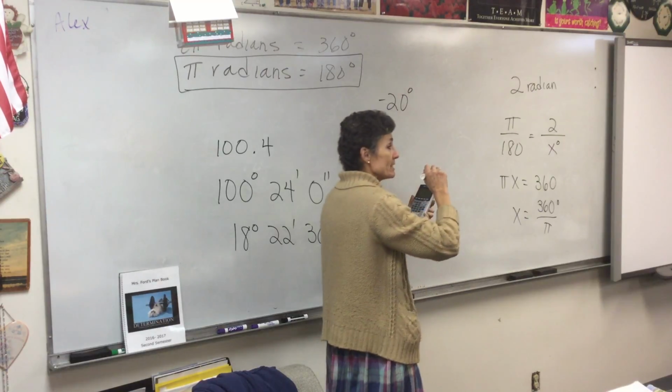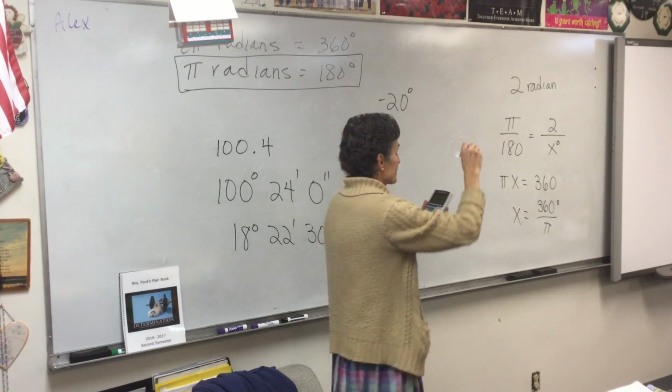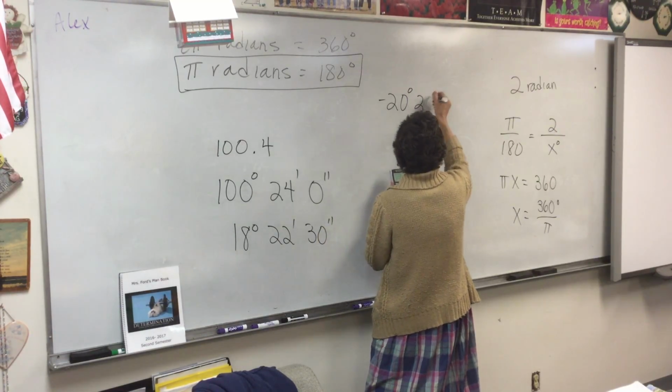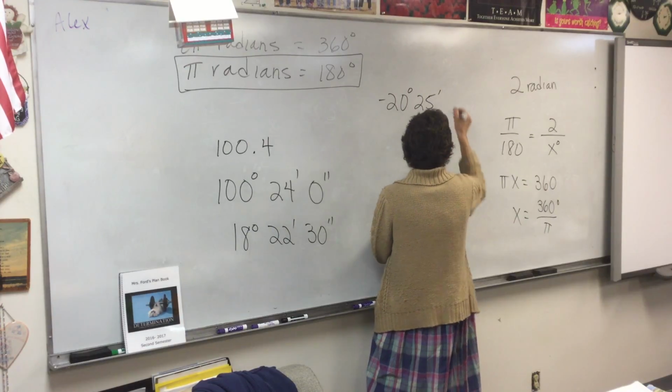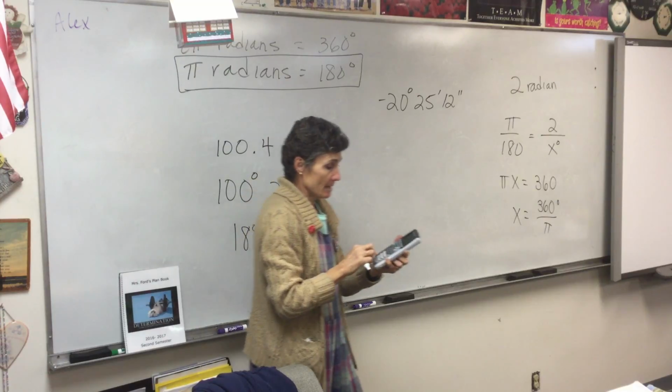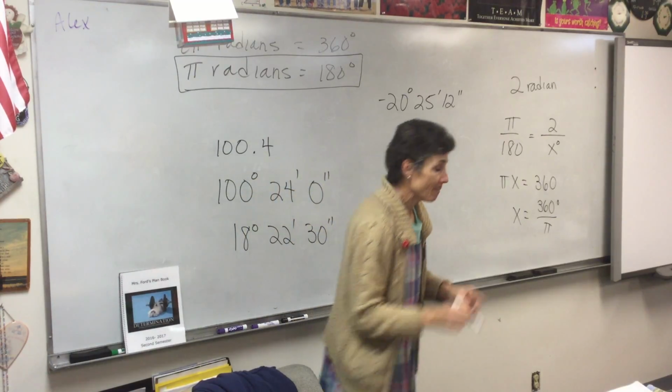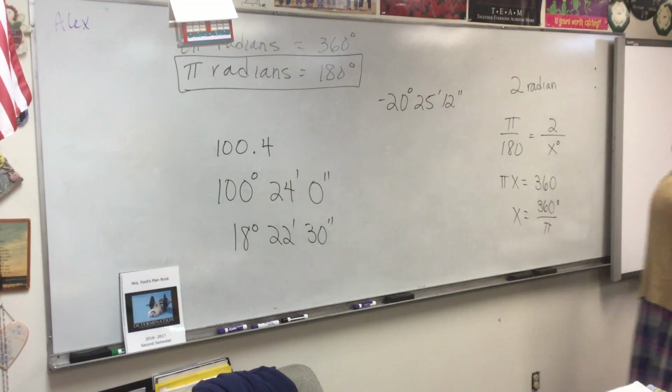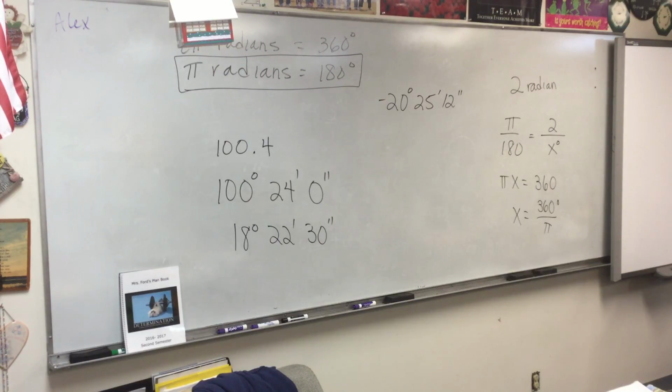Negative 20 degrees. What'd you get? How many minutes? 25 minutes and 12 seconds. Perfect. What was your grade last month? Now, obviously that is cake, but it's only cake if you have a calculator. Trust me, if you don't have a calculator, it's not cake.